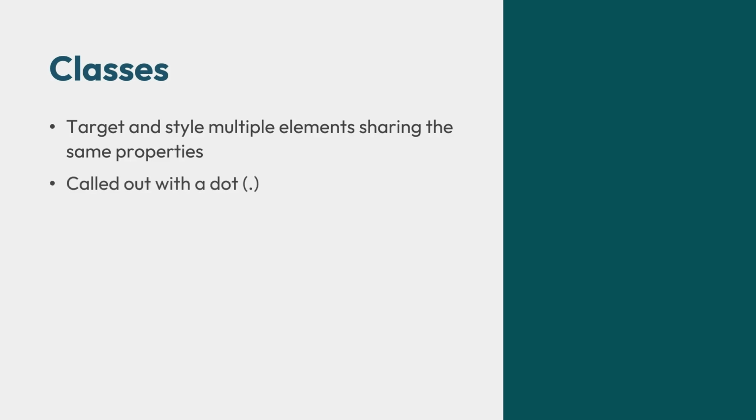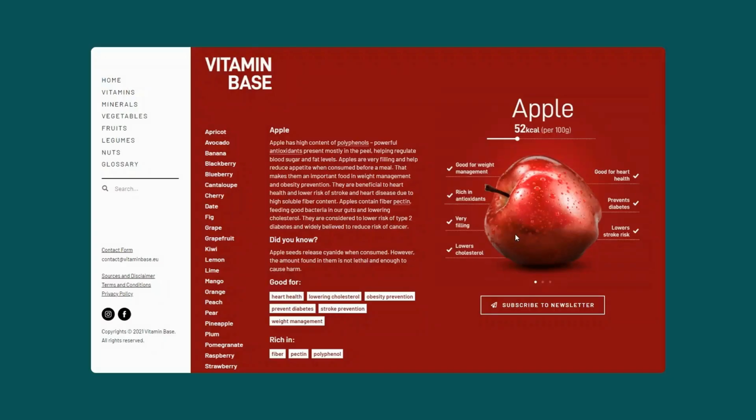A class is called out with a dot, and it shouldn't contain spaces. It can have any name you want, but it shouldn't have any spaces. Here you can see an example of a web page that I've built using some classes. For example, we can have an H4, which is basically a heading of the 4th level. And this H4 class is applied to Apple, Did You Know, Good for, Rich in titles.